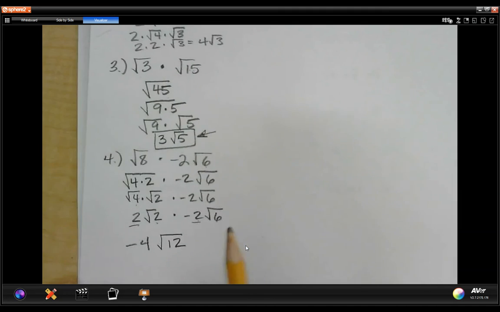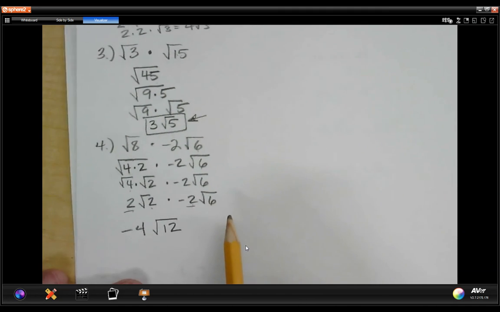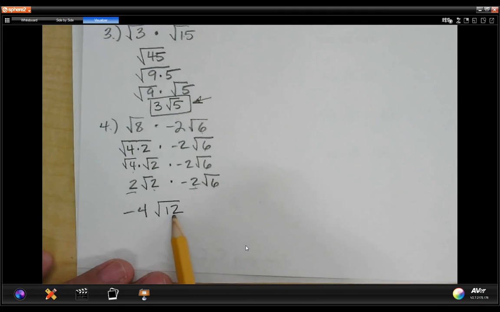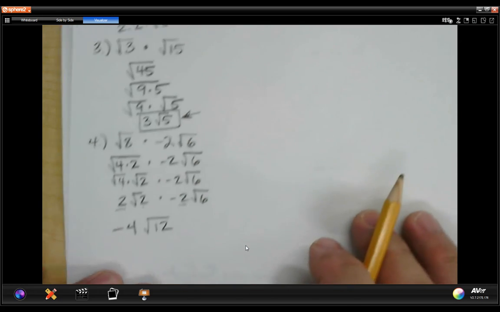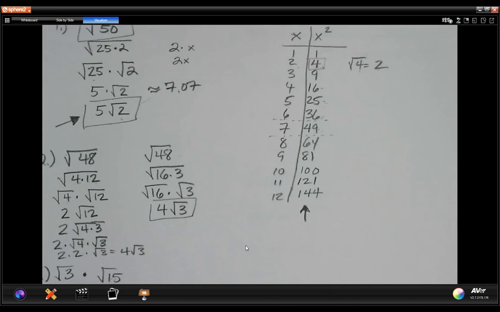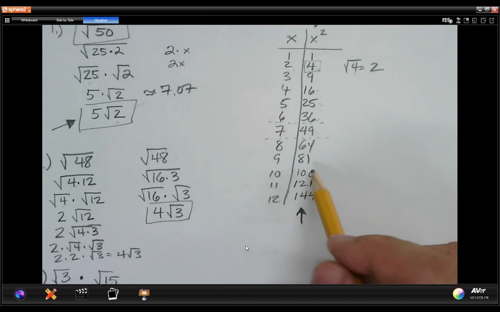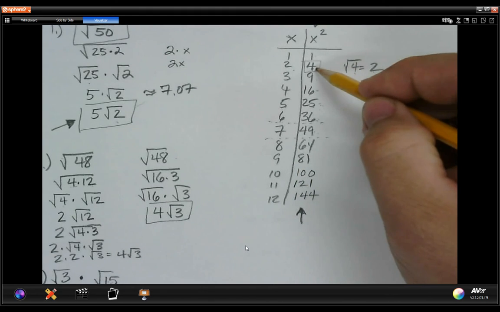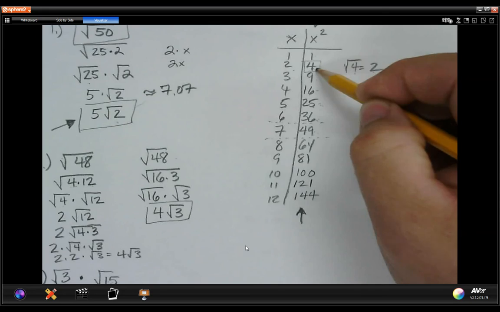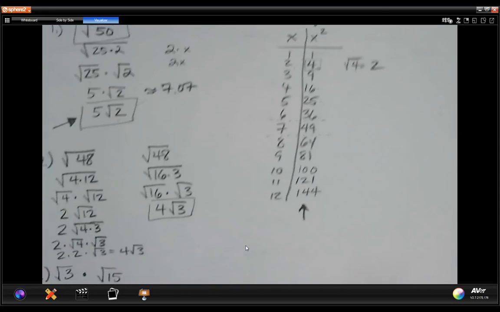So now let's think about what happens. This is the last step, by the way. Is there a perfect square that'll go into the square root of 12? If we go back into our list again, and that's why this list is so vitally important, we'll see that 4 goes into 12. And we kind of already saw that in another one of these problems, right?